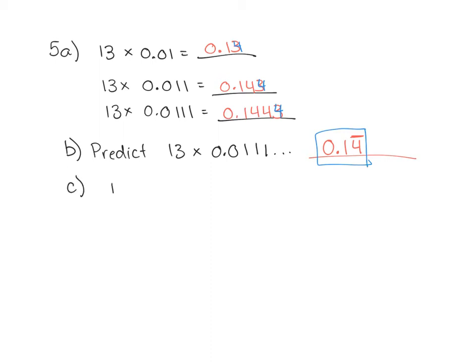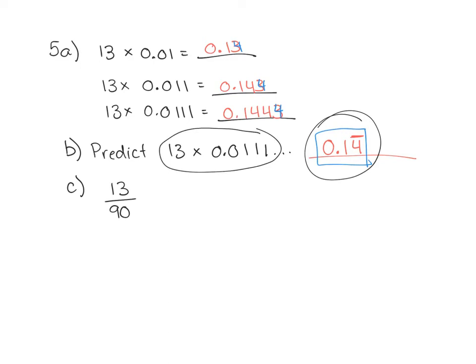Question C asks, why should 13 divided by 90 give us the same answer that we have in part B? Basically, how are these the same type of question?